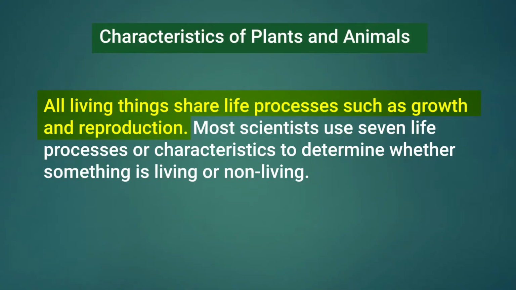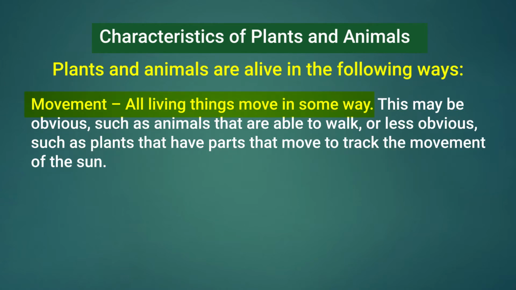Okay, so all living things share life processes such as growth, reproduction. Most scientists use 7 life processes or characteristics to determine whether something is living or non-living. We have movement. Now, what is movement? Movement, all living things move in some way or the other.